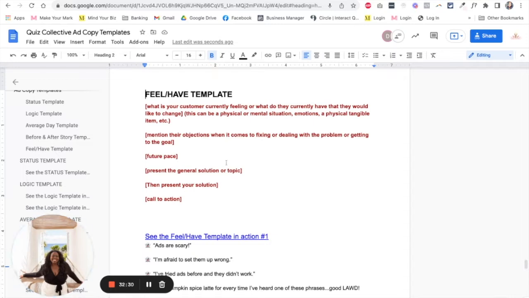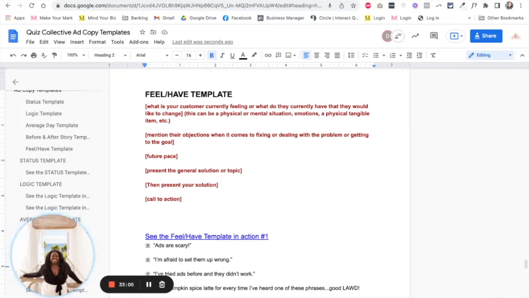And okay, so you're going to open with, what's your customer currently feeling, or what do they currently have that they would like to change? And this could be a physical situation or a mental situation. This could be emotional. This could be a physical item, right? Or it could be an intangible item, like peace. Peace is very intangible. You can't touch it, but it's very real. So you want to make sure that you are speaking to those things that they truly desire.